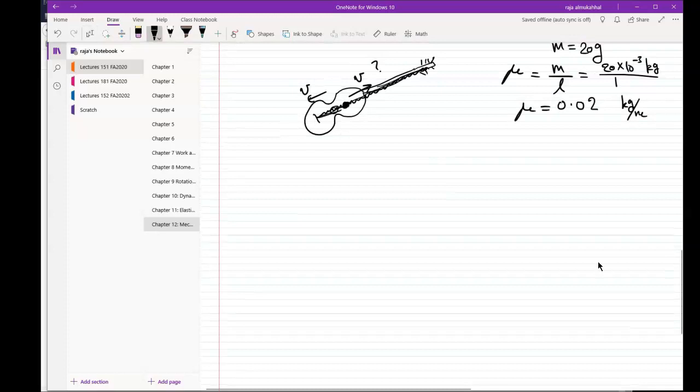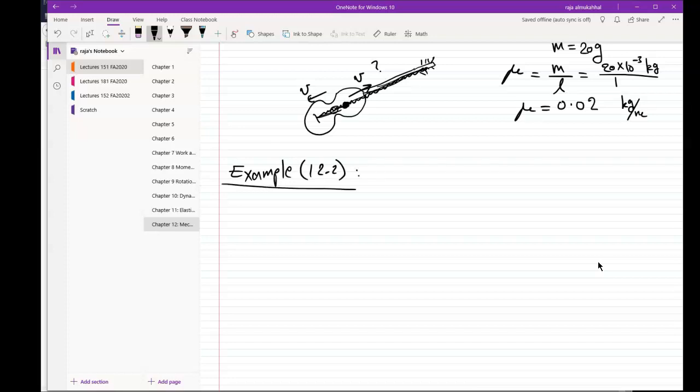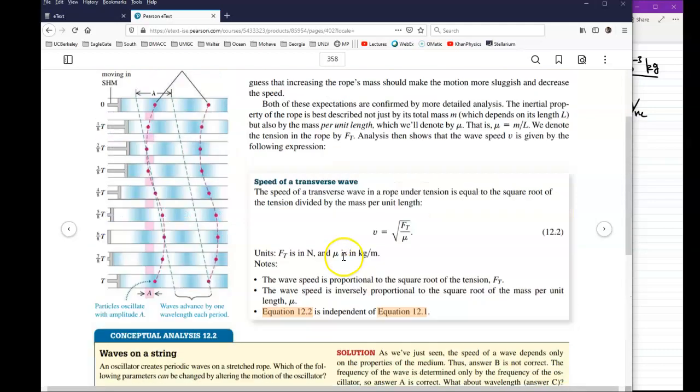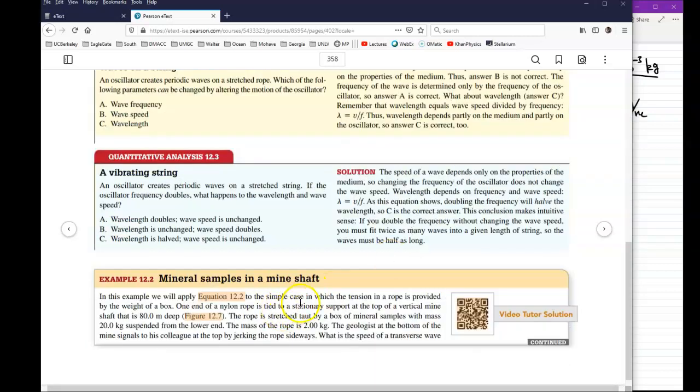Example 12.2 in the book. Okay, let's look at this one. He says in this example we will apply equation 12.2, which is basically referring to the equation that I just showed you. He called it F sub t. Whatever. To the simple case in which the tension in the rope is provided by the weight of a box.